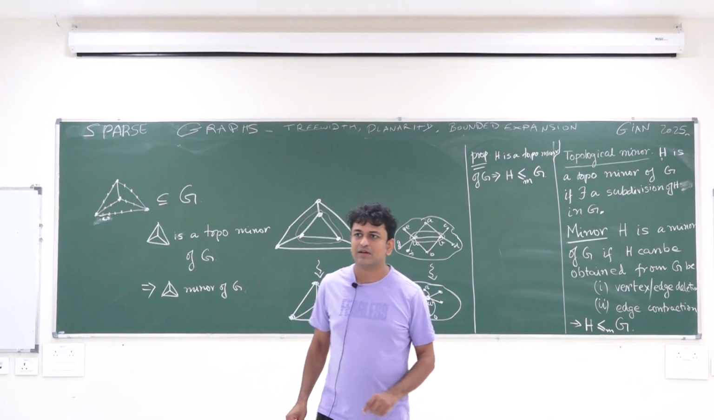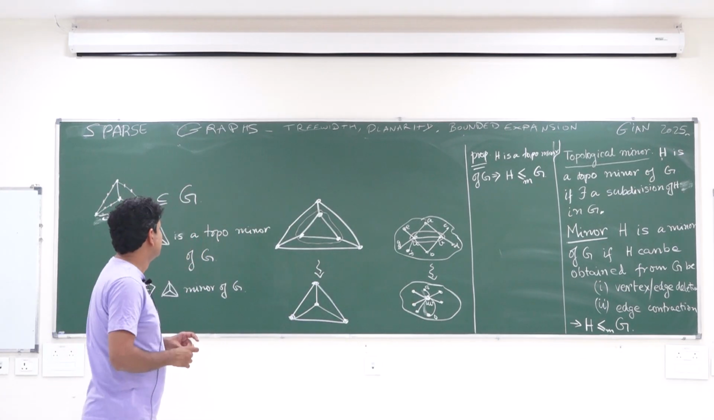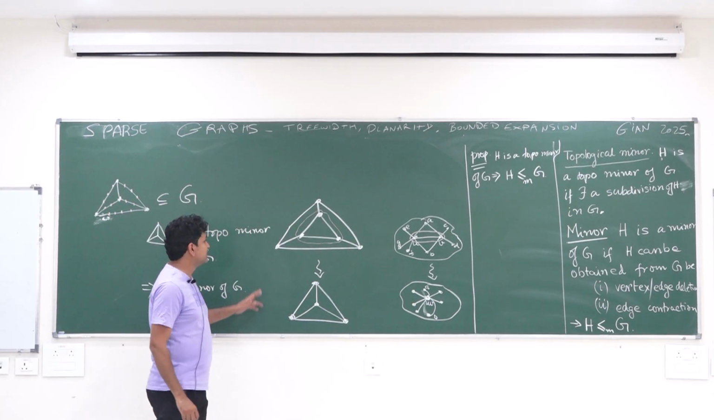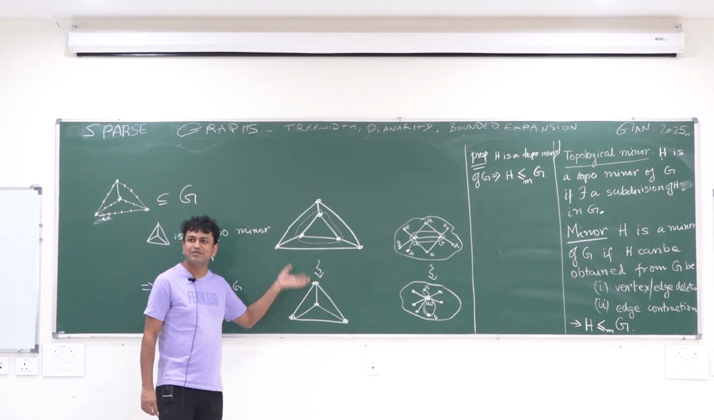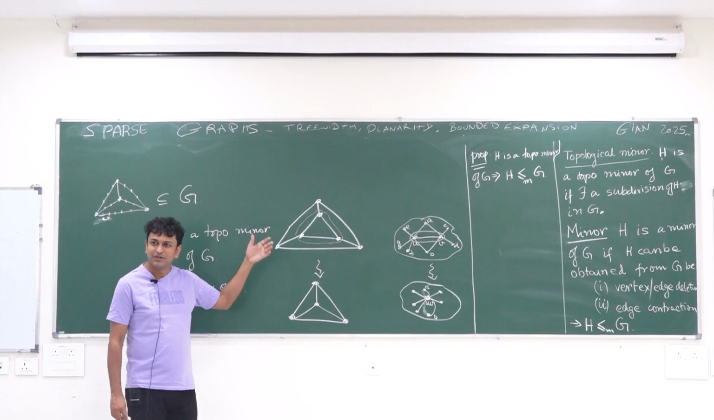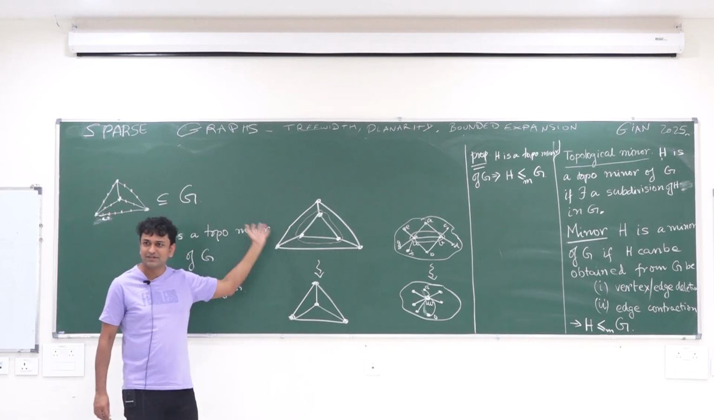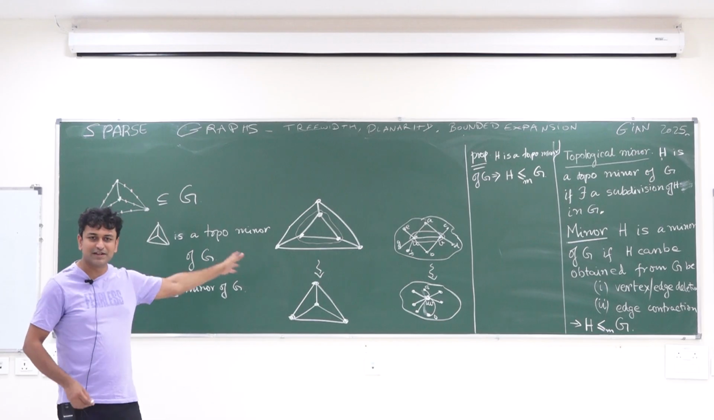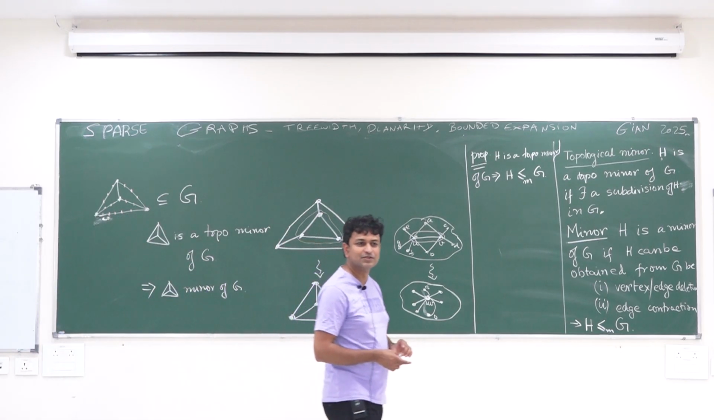Sir, can you explain why it is not a topological minor? There is no degree 2 vertex, so there is no subdivision. If it has to be a topological minor, then K4 has to be a subgraph of this, and it's K4-free. The clique number is 3. There is no K4.